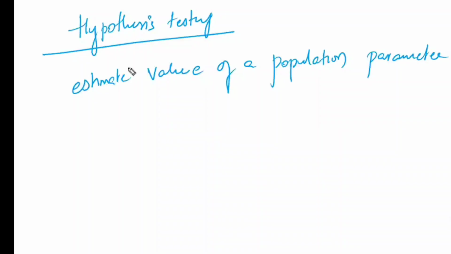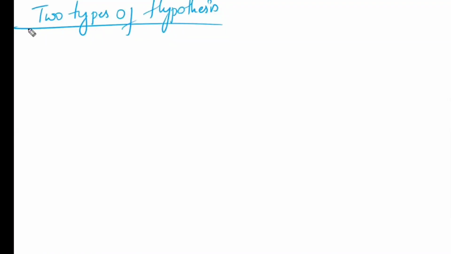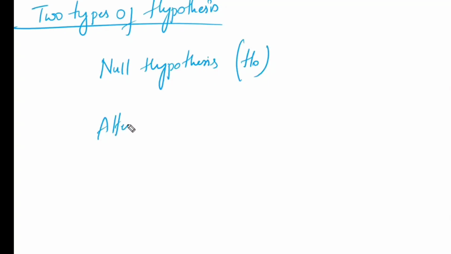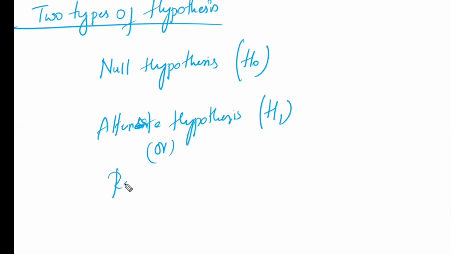Is that clear? So now, here we are having 2 types of hypotheses. Hypothesis number 1 is called the null hypothesis. The first hypothesis is called the null hypothesis and it is denoted by H0. The second type of hypothesis is called the alternate hypothesis, which is denoted by H1. And this is also called a research hypothesis.